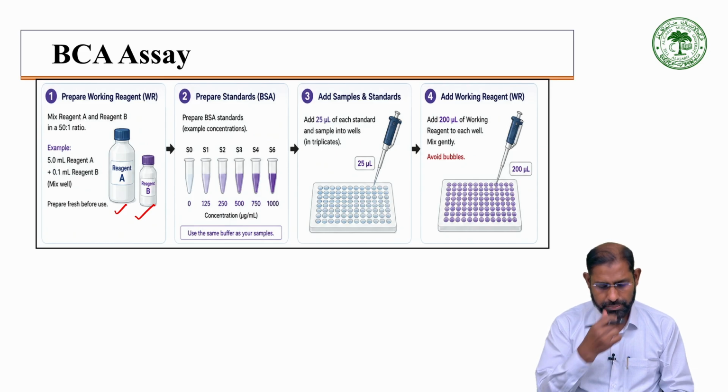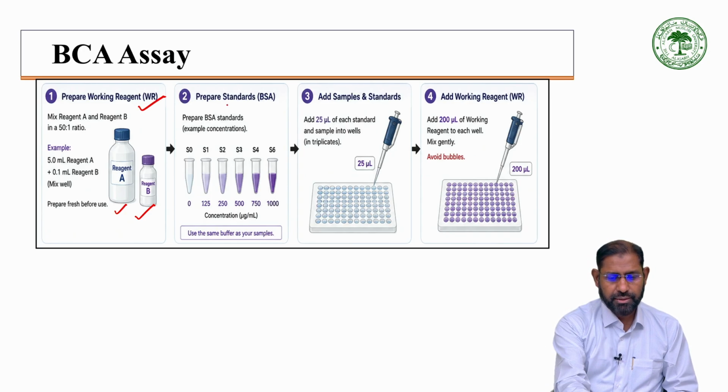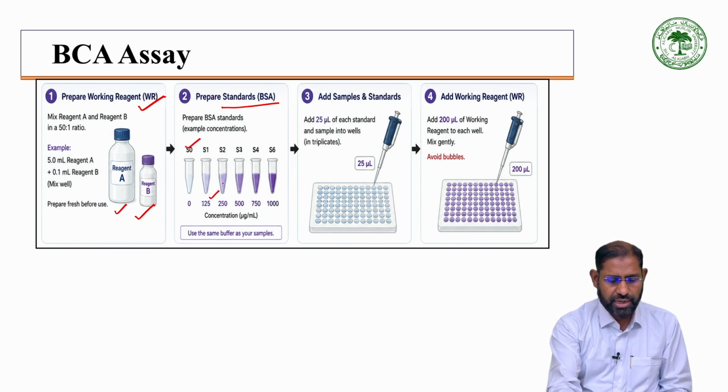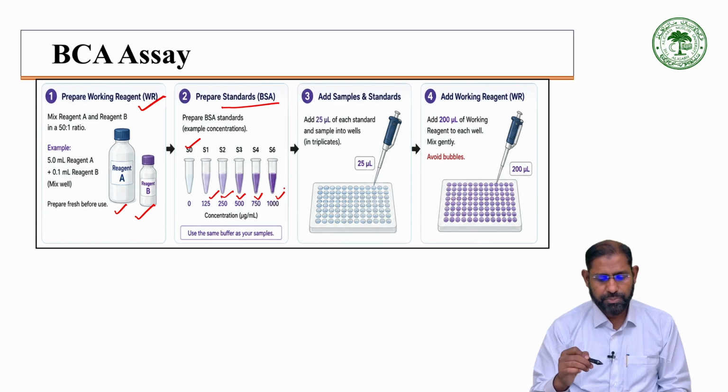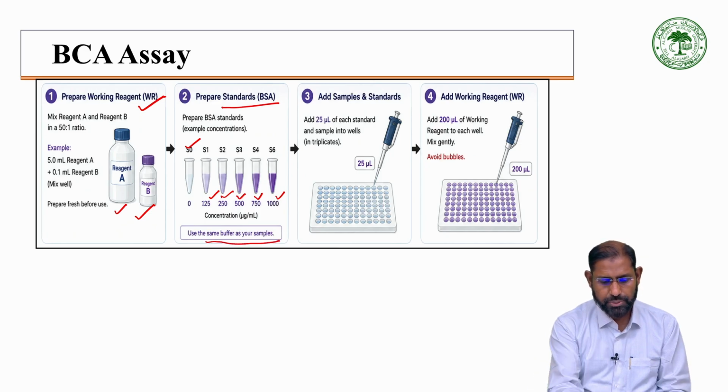After preparation of the working reagent, we prepare a standard provided by this BSA kit. In this case, we prepare the BCA standard. Example is here. First we have 0 concentration, then 125 microgram per ml, then 250, then 500, then 750, and 1000 microgram per ml. These standards are called S0, S1, S2, S3, S4, S5. This is the standard of BCA, and we use the same buffer as the samples.